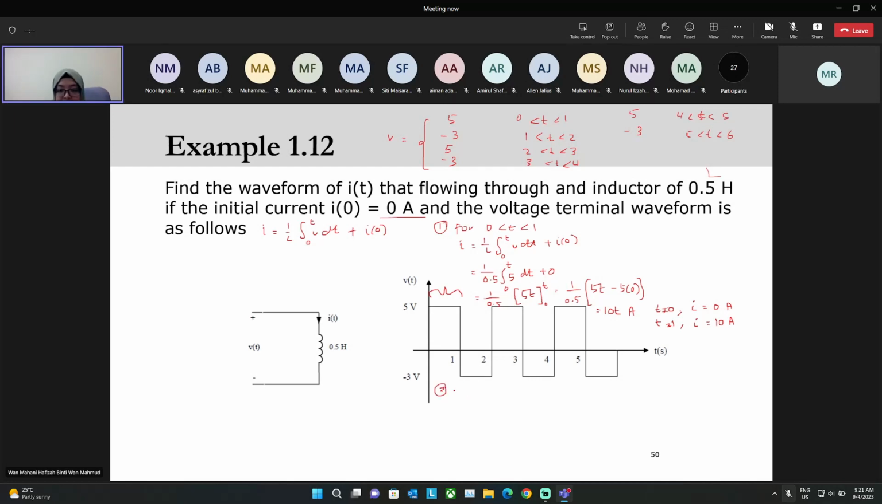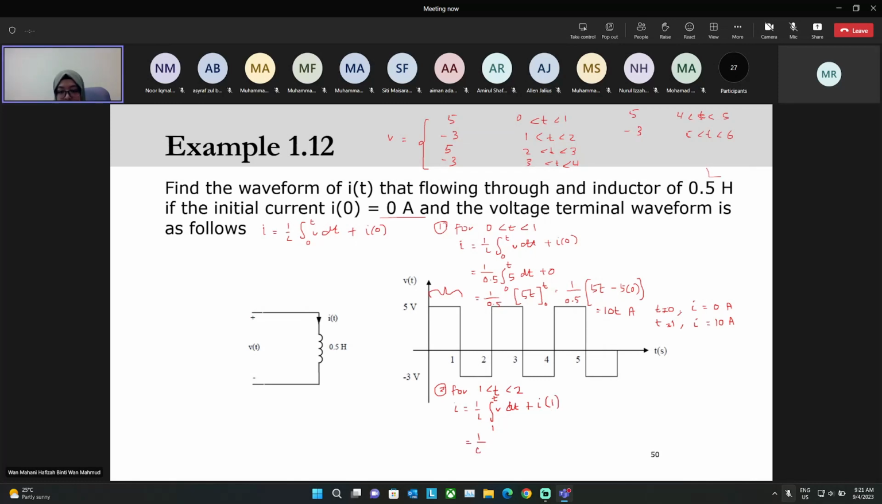Okay, next stage yang kedua. 4122. Okay? Masih implement equation yang sama. 1/L. Cumanya equation kita sekarang instead from 0, dia akan jadi from 1 lah. 2T V dt plus I pada masa lower limit ni, 1.